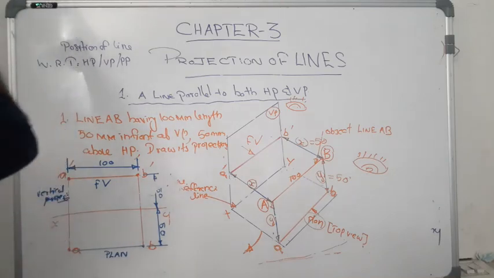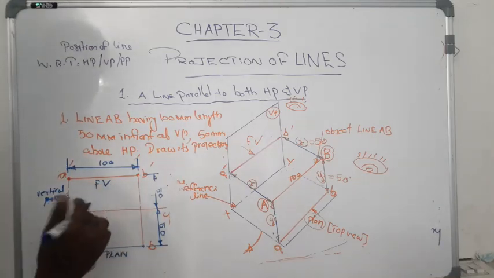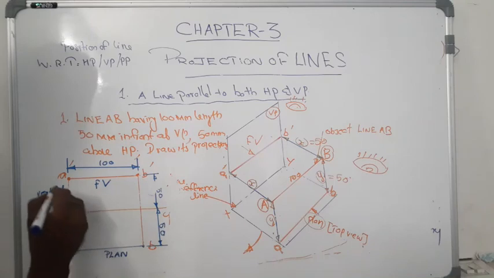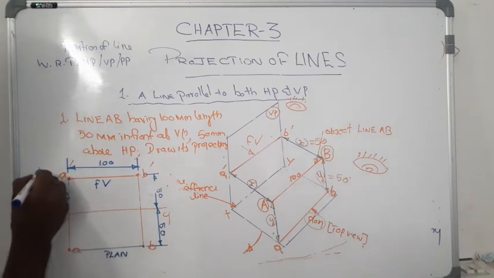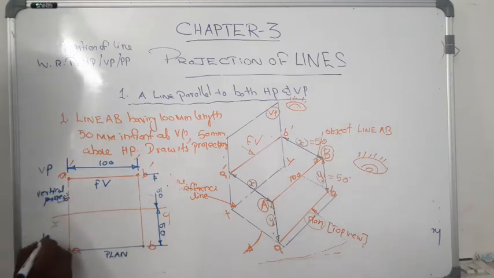Now we have to complete our answer. This surface is called the vertical plane and this surface is called the horizontal plane.